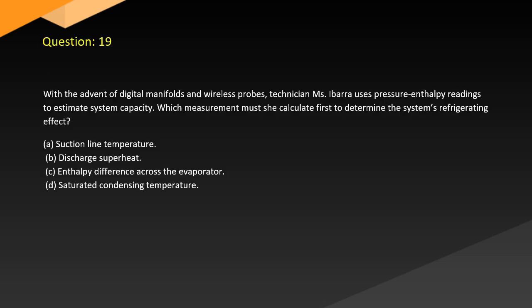Question 19. With the advent of digital manifolds and wireless probes, technician Ibarra uses pressure enthalpy readings to estimate system capacity. Which measurement must she calculate first to determine the system's refrigerating effect? A. Suction line temperature. B. Discharge superheat. C. Enthalpy difference across the evaporator. D. Saturated condensing temperature.